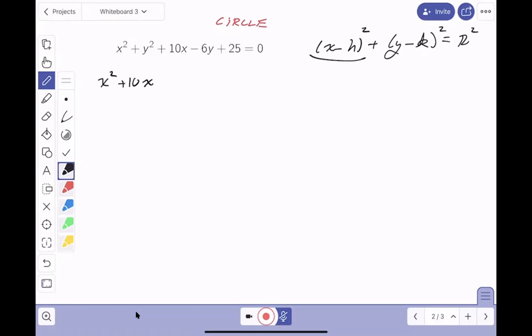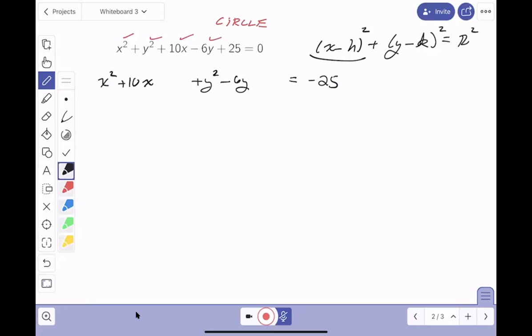Then I'm going to collect my y terms, plus y squared minus 6y. I want to tell you what I did. I collected the x's, I collected the y's, and I'm going to get the number on the other side. And how do I do that? I'm going to subtract 25 from both sides.